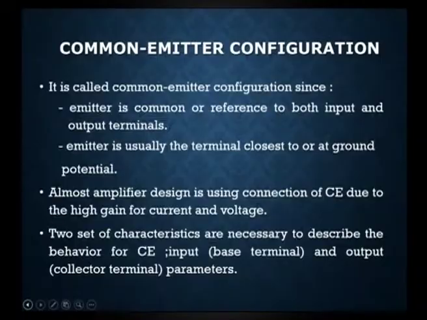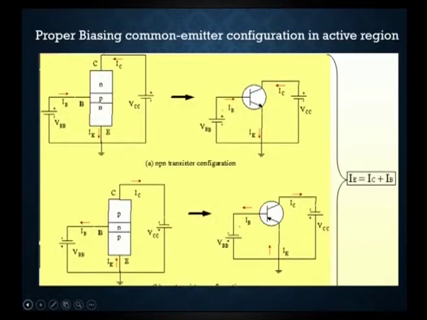There are two sets of characteristics that are necessary to know about the behavior of this common emitter configuration: one is input characteristics and the other is output characteristics. Input characteristics relate to the base terminal and output characteristics relate to the collector terminal. First we start with the proper biasing, and after that we move on to the characteristic study.